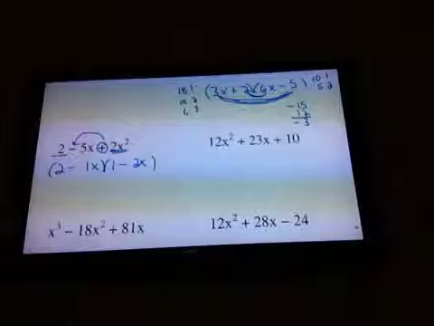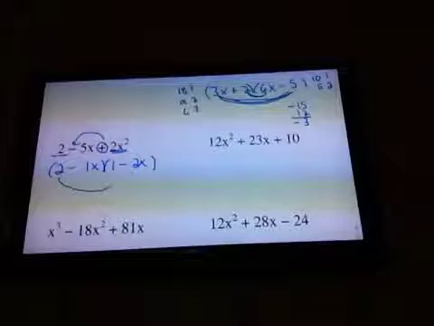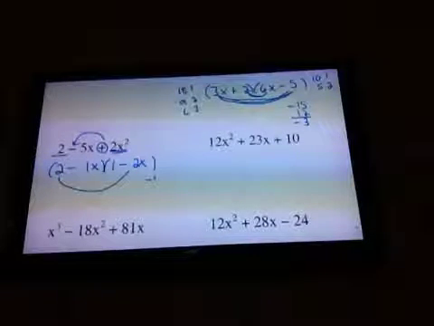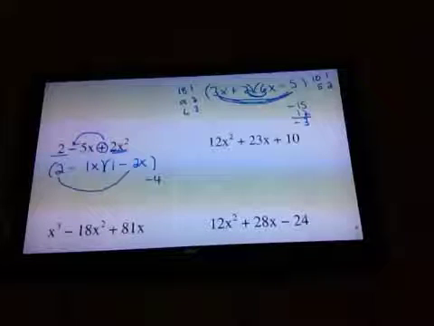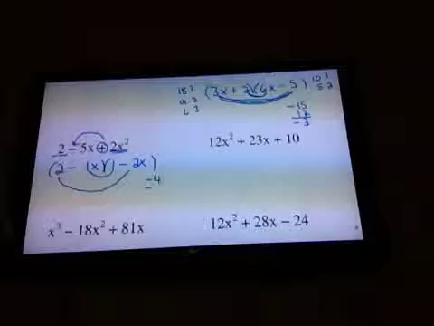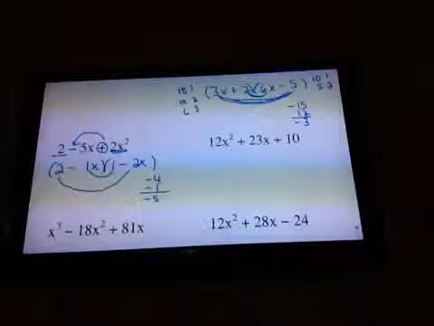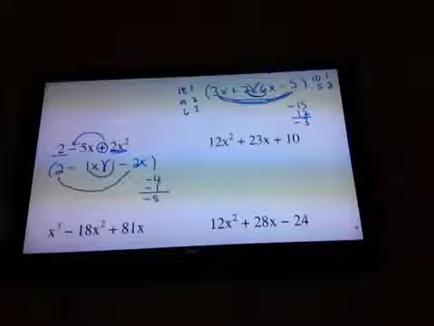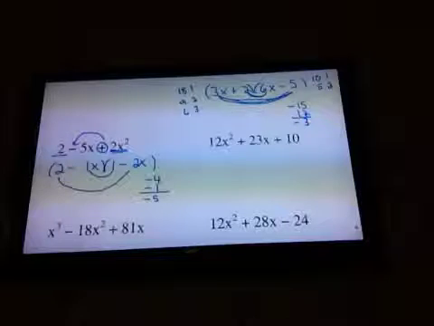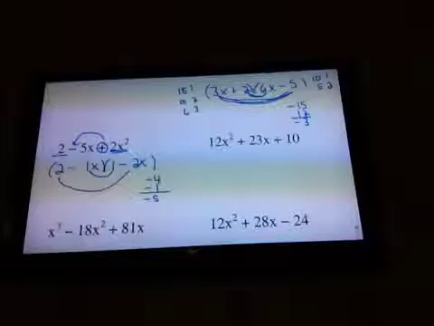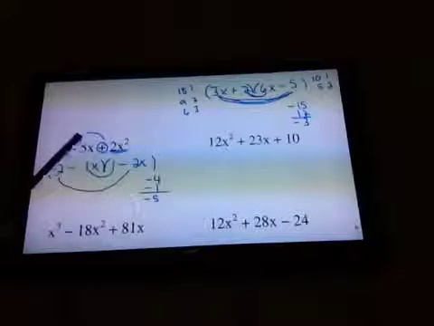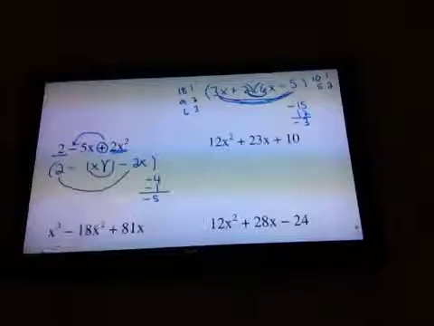And then I check. 2 times a negative 2 is negative 4. Negative 1 times positive 1 is negative 1. And there's my negative 5. So that one looks a little weird, but you do the same thing. Okay?